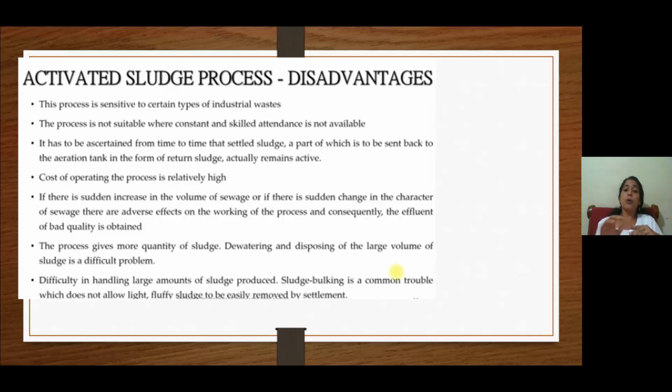And the process gives more quantity of sludge. Dewatering and disposing of this large volume of sludge creates a big problem, and there is difficulty in handling the large amounts of sludge produced. Sludge bulking is a common trouble which does not allow light, fluffy sludge to be easily removed by settlement, because the quantity of sludge will be very high.